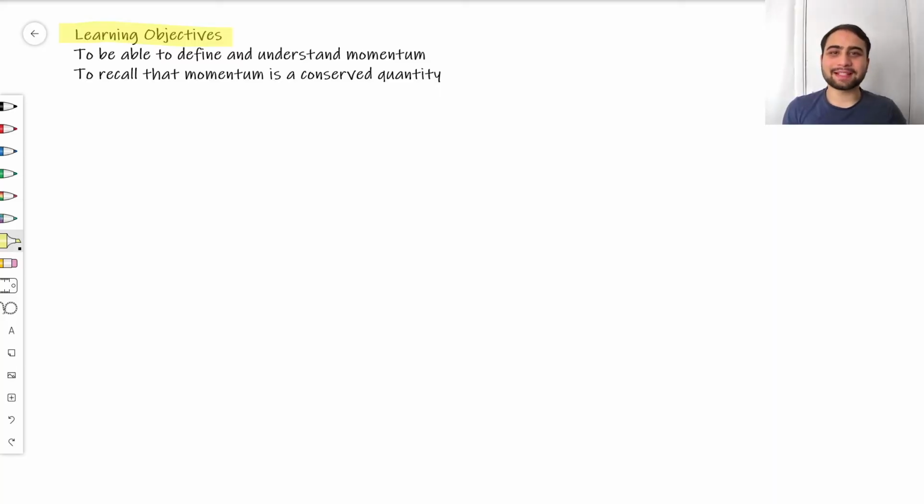My name is Manam and today we're going to be looking at momentum. So we have a couple of learning objectives, and that's to be able to define and understand what momentum actually is and to be able to recall that momentum is a conserved quantity. So if you're ready, let's get right into it.